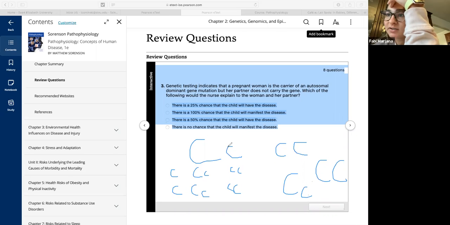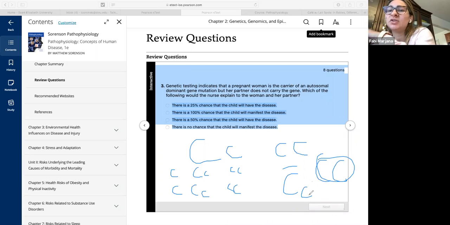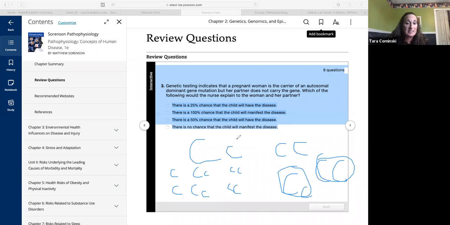So if they didn't say that she's a carrier, it would be two big C's, right? Right, or this. And she'd be having the disease. Correct. She has the disease now.